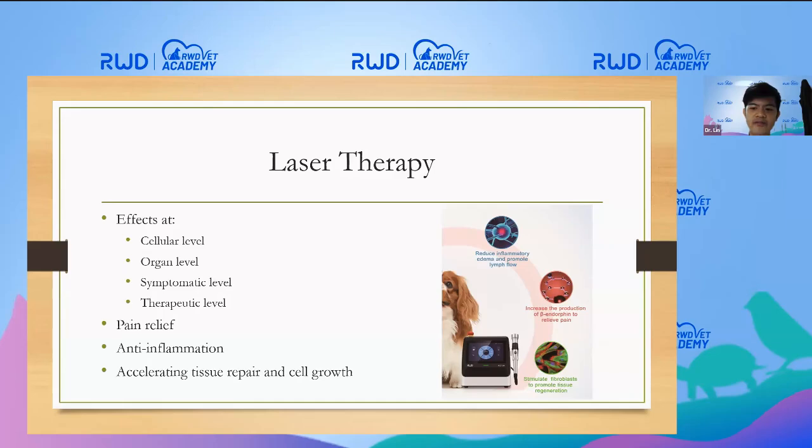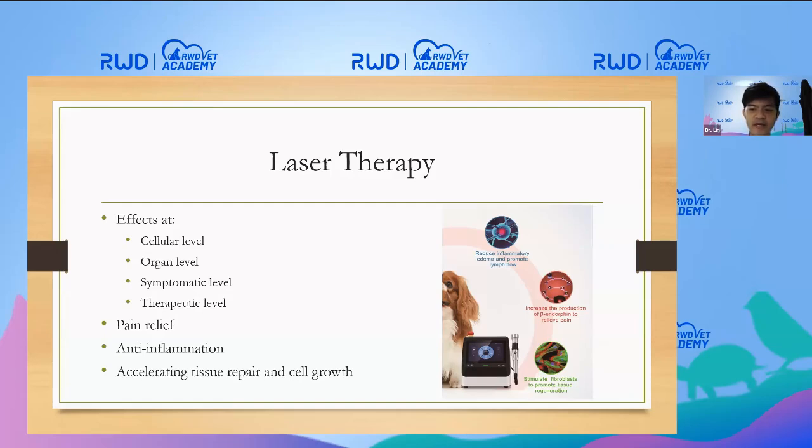Effects at the organ level: combined effects of rehabilitation of cell and connective tissues repaired by laser light. Effects at the symptomatic level: resumption of proper organ function. Effects at the therapeutic level: as the organs heal, the symptoms will resolve.